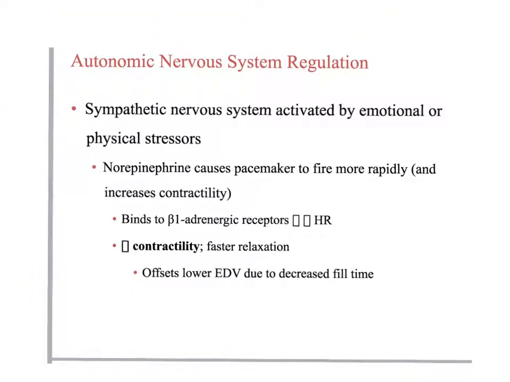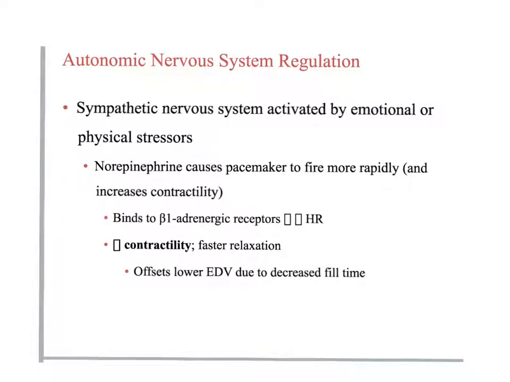So, we have the sympathetic nervous system. Norepinephrine causes the pacemaker to fire more rapidly, and it increases contractility. So it has a dual purpose, and epinephrine really has a large effect on heart rate. It works through beta-adrenergic receptors to increase heart rate.